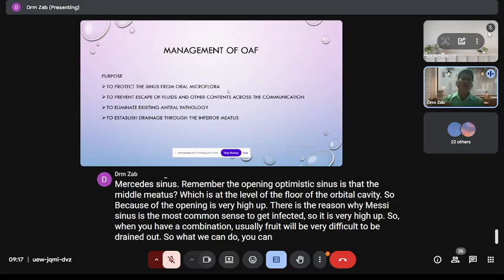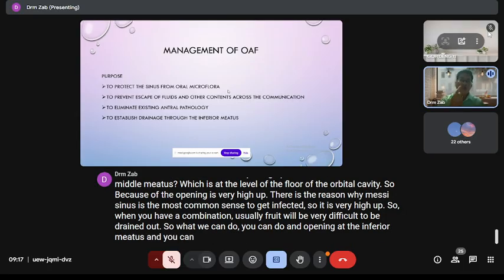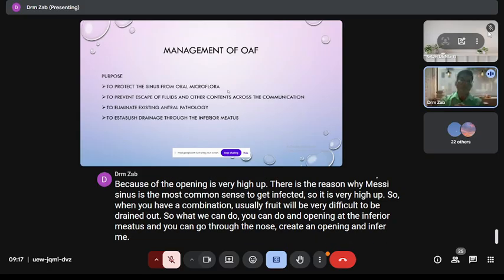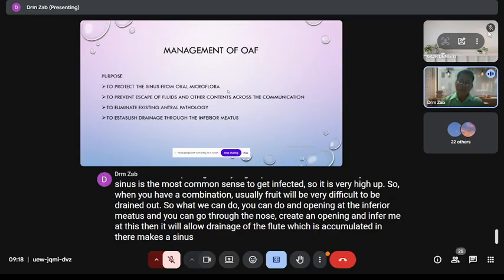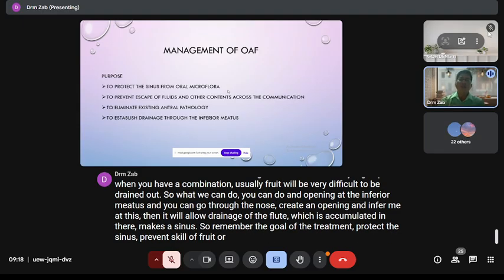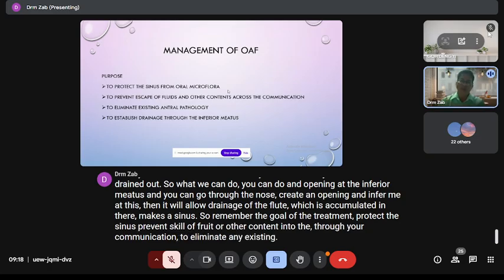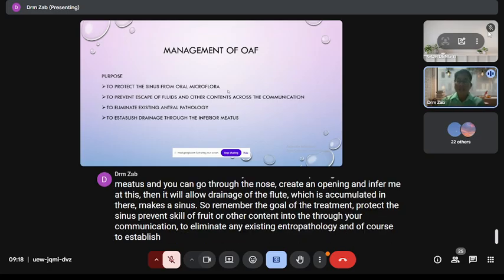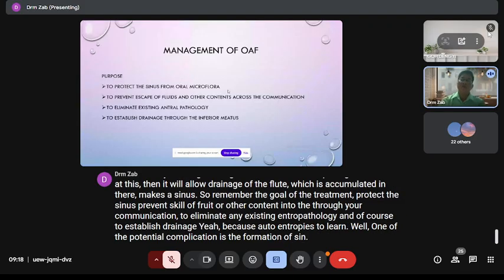So what you can do is make an opening at the inferior meatus. You can go through the nose, create an opening at the inferior meatus, then it will allow drainage of the fluid which is accumulated in the maxillary sinus. So remember the goal of the treatment: protect the sinus, prevent the escape of fluid or other content through the communication, eliminate any existing antral pathology, and of course establish drainage. Because one of the potential complications of oro-antral fistula is the formation of sinusitis.